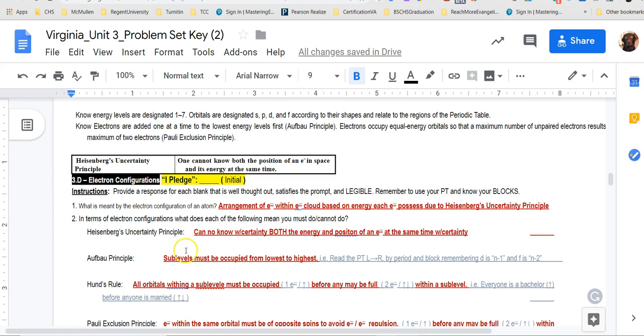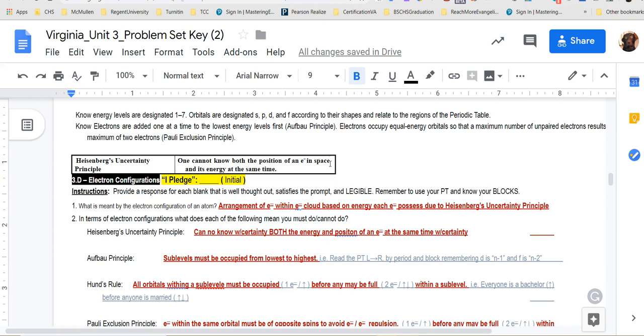So the first thing we're going to look at is what is meant by the electron configuration of an atom: the arrangement of electrons within the electron cloud. It's based on the energy which each electron possesses, and this is predicted by the uncertainty principle of Heisenberg, that one cannot know both the position of an electron in space and its energy at the same time. So the closer you are to getting the exact position recorded, the further away you are from being able to measure its energy, and vice versa.